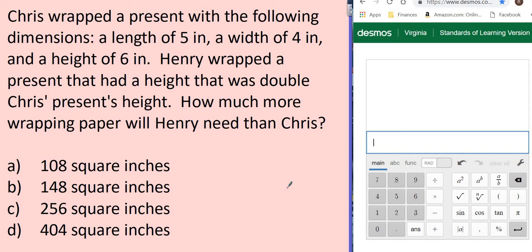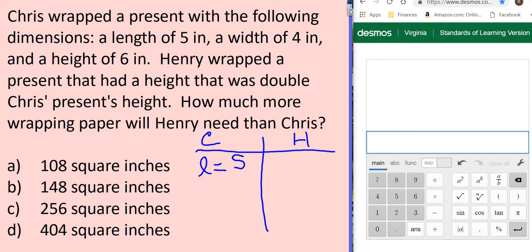It says Chris wrapped a present with the following dimensions: length 5, width 4, height 6. So it's a rectangular pyramid, or excuse me, a rectangular prism. Henry wrapped a present that had a height that was double Chris's present's height. How much more wrapping paper will Henry need than Chris? Well, first thing I'm going to do is write down Chris here, and I'm going to write down Henry. So I know the length for Chris was 5. I know the width for Chris was 4. And I know the height for Chris was 6.